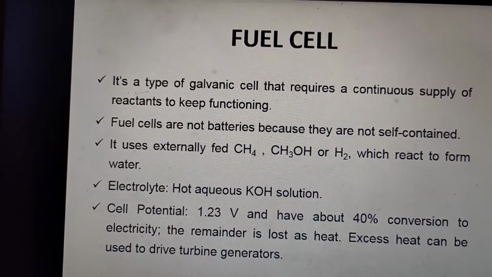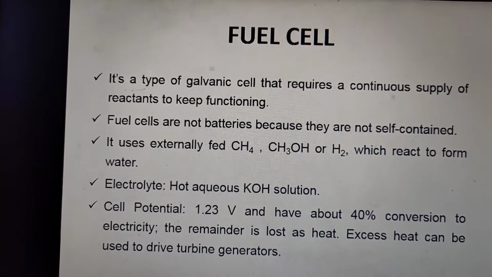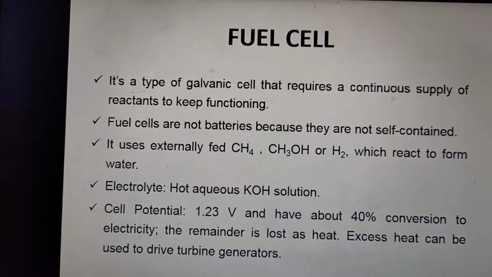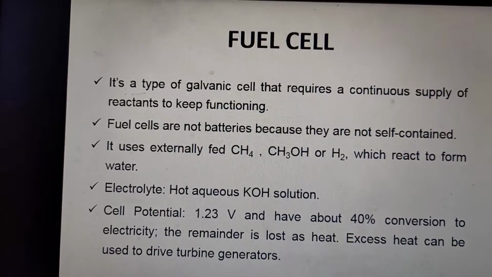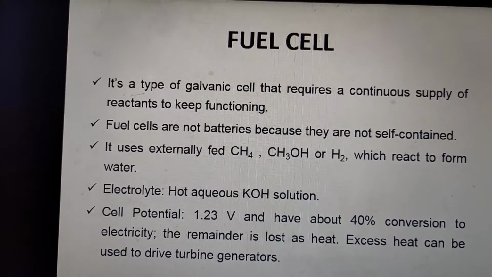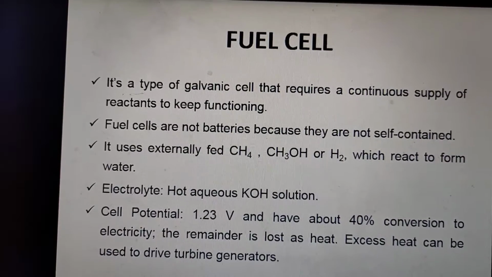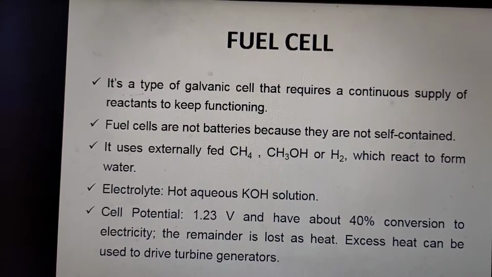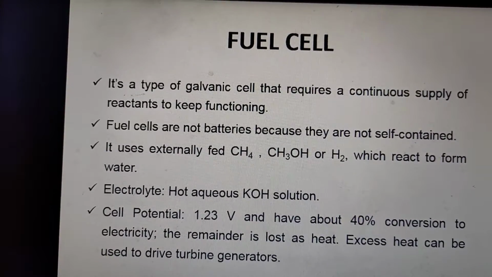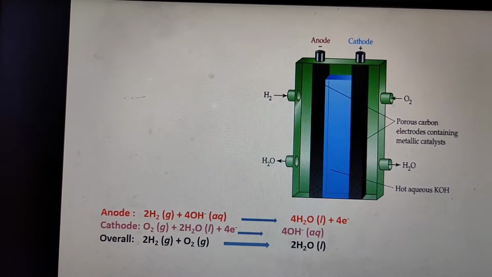Now next type is fuel cell. It's a type of galvanic cell that requires continuous supply of reactants. Fuel cells are not batteries because they are not self-sustained. We will have to supply the fuel. It is externally fed by fuels like methane, methanol, hydrogen, etc. Electrolyte is a hot aqueous potassium hydroxide solution, and this is the fuel cell.